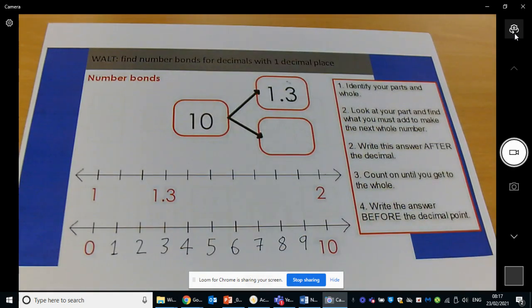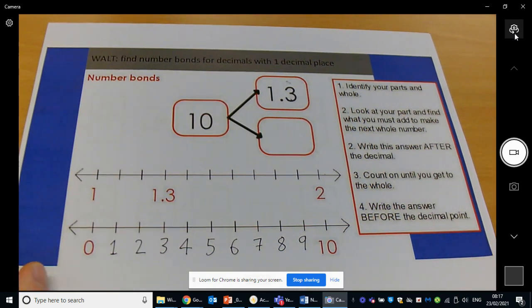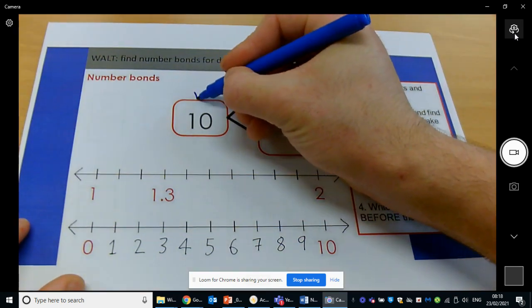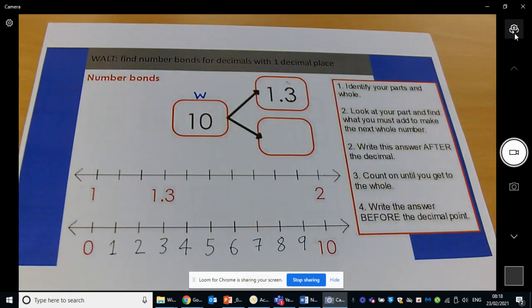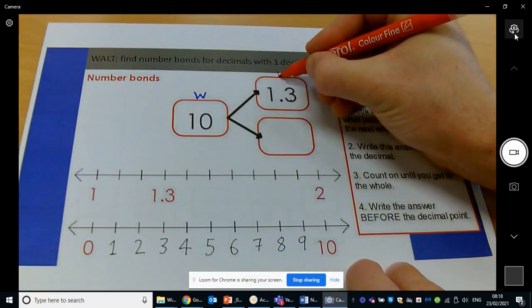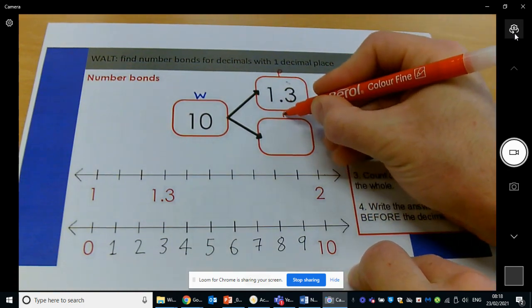Right, so before I set you off to do your independent work, let's go through one more together. First thing we do, what is the first thing that we're going to do? We'll do the first steps together, and then I'm going to set you off to do the rest by yourself. So the first thing is we need to identify your parts and your whole. What's our whole going to be? Of course, it's going to be 10 again. Call out at the screen, what's the part that we know? 1.3, and then this is the blank one that we don't know.